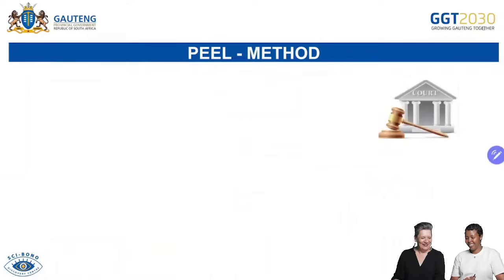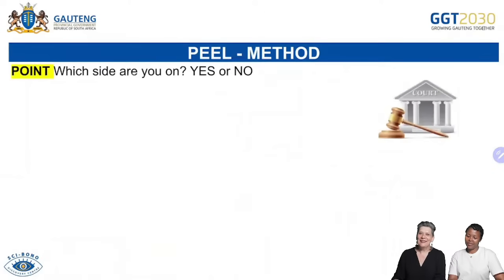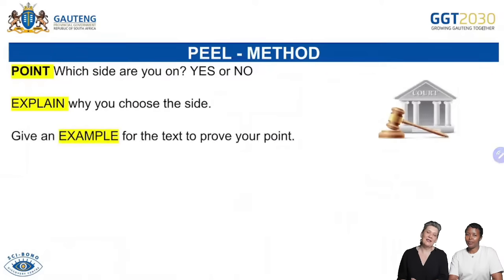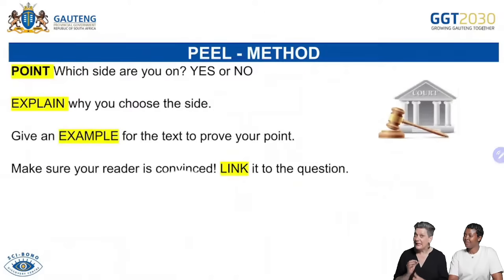Yeah, and obviously the best way to answer then is to use the PEEL method. And so you're going to start off to say, this is the side I'm on. I agree or I don't agree. And you're going to explain why you chose this side. And obviously in the court of law, they would need evidence. And your evidence will be examples from the text.